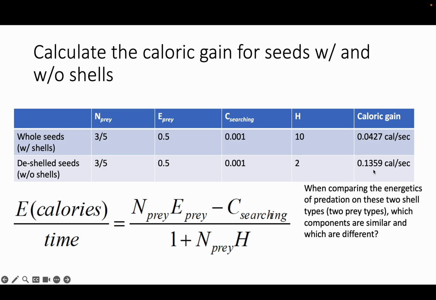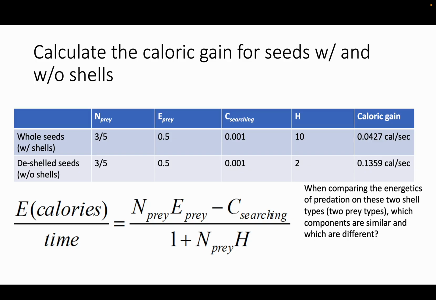It's going to give the predator a higher caloric intake over time. Make sure that you are plugging in the values into your calculator and confirming that you're getting the same numbers here. If you're getting different numbers, that means that your order of operations are incorrect. Now, keep in mind, in the real world, it's a little bit more complicated than this. It's actually much more complicated.